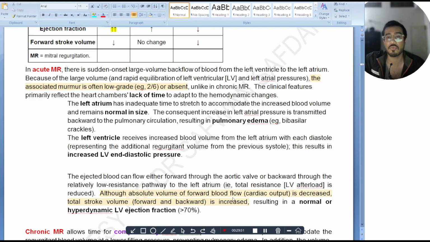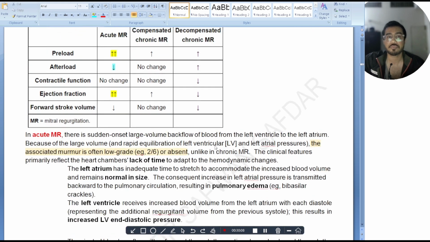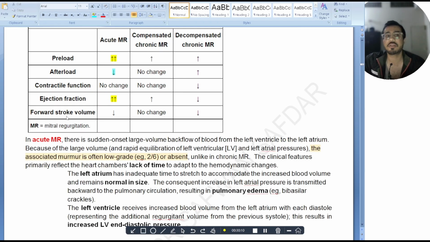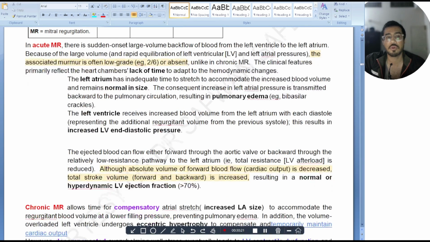Although the absolute volume of the forward blood flow, cardiac output, is decreased, total stroke volume, not forward stroke volume, which is basically the ejection fraction, is increased, resulting in normal or hyperdynamic left ventricular ejection fraction. So the ejection fraction increases, but the forward stroke volume, which represents the blood in the aorta, decreases. When it gets compensated, it normalizes, but ejection fraction remains high because two pathways are present for the forward flow.